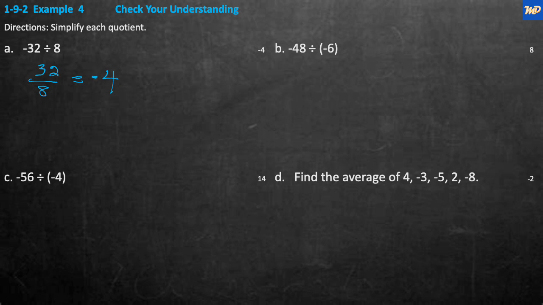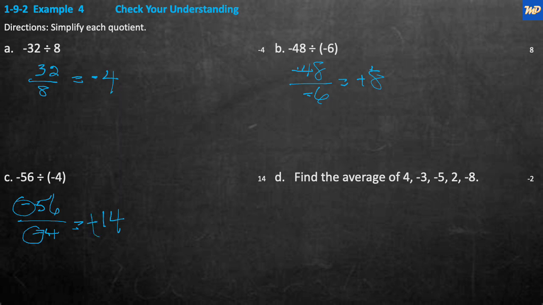For B, we have negative 48 divided by negative 6. We have 2 negatives, which make a positive, so 48 divided by 6 is 8, and the answer is positive 8. On C, negative 56 divided by negative 4. Again, 2 negatives make a positive. 56 divided by 4 is 14, and the answer is positive 14.